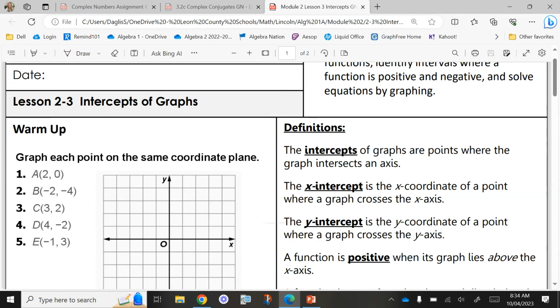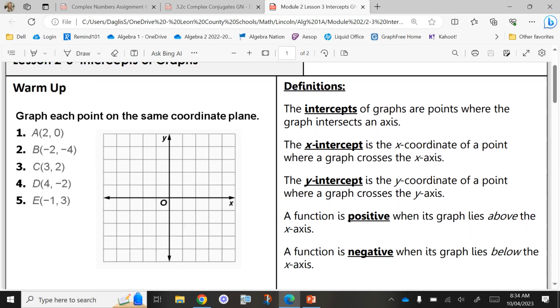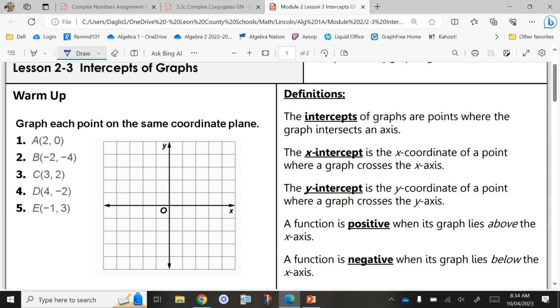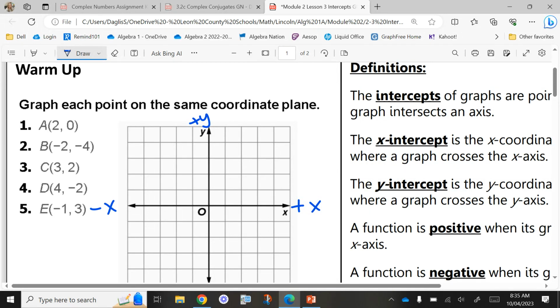All right, I gave you 5 points to plot for your warm-up. So remember, on the right side is your positive x values. On the left side is your negative x values. When you go down, those are your negative y values. And when you go up, those are your positive y values. So when you plotted the point 2, 0, is the 2 the x or a y?